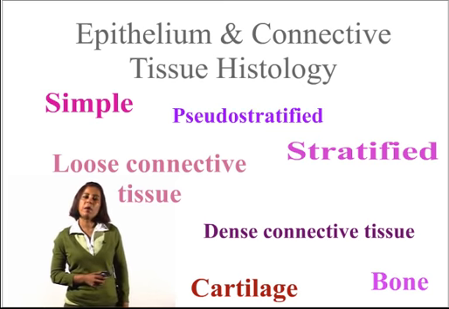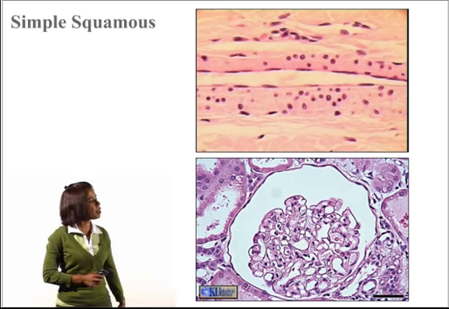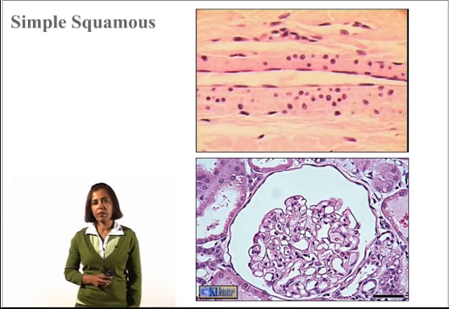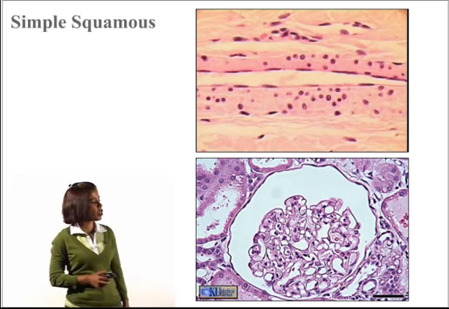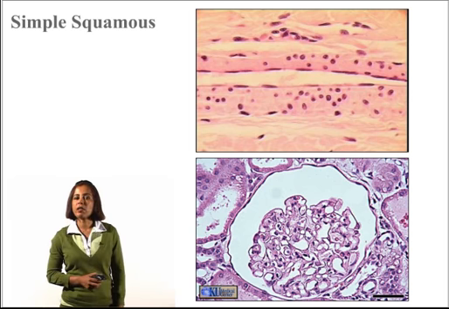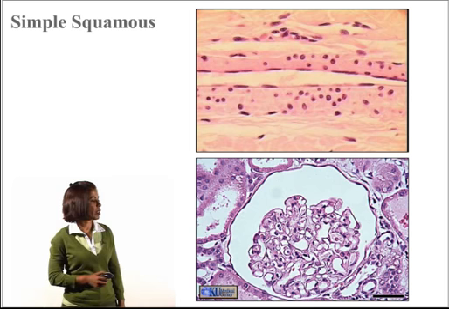Let's begin by first looking at simple epithelium, and the simplest of epithelium is called simple squamous epithelium. Now, if you look at the images here, you will notice you have two images. The first is that of a blood vessel, and the second is that of the glomerulus of the kidney.